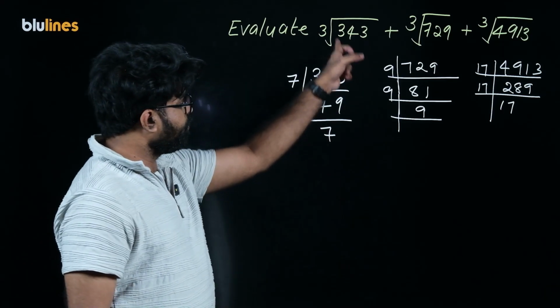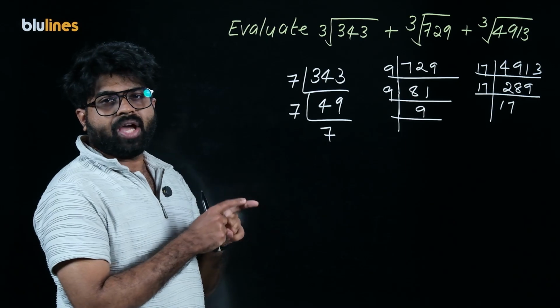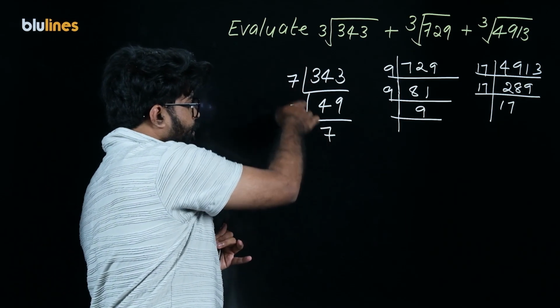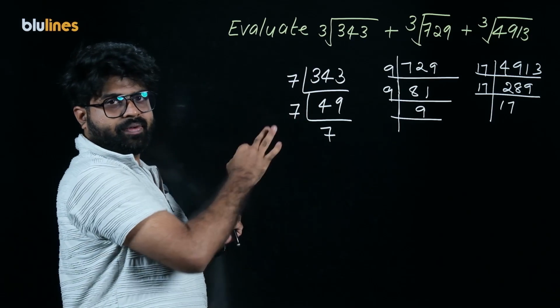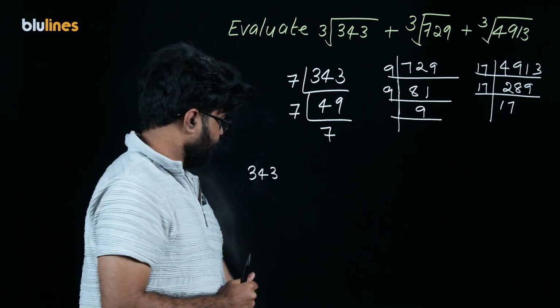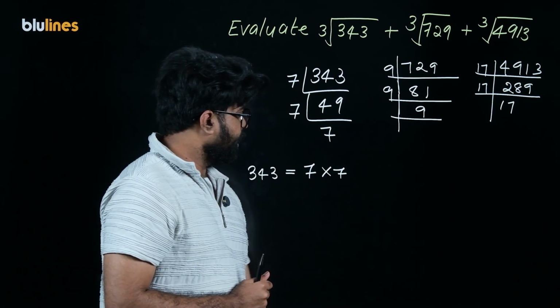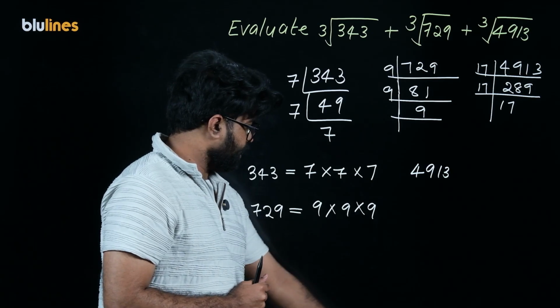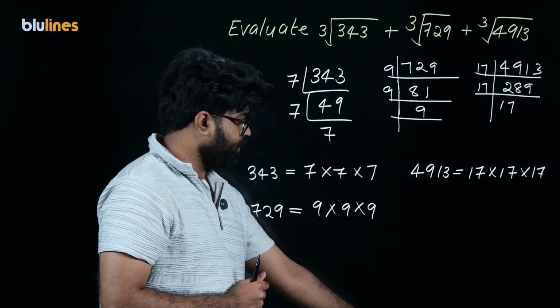For a square root we are pairing numbers in 2. Here we are coupling 3. For finding a cube root, we are grouping 3 equal numbers. So here 343 is equal to 7 into 7 into 7. And here we have 9 into 9 into 9. And next we have 17 into 17 into 17.